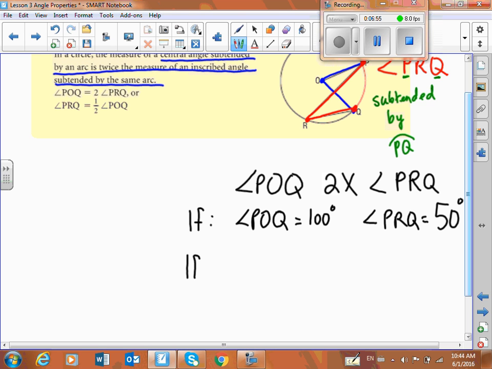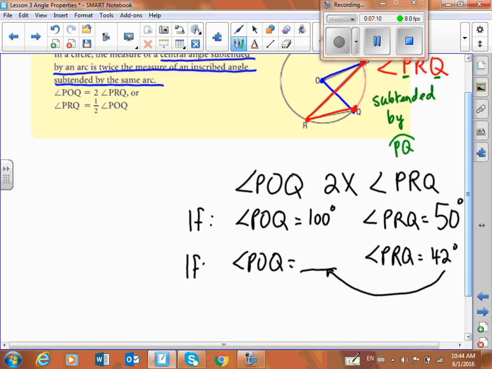Let's try another what if. What if I gave you not the central angle, but I said that angle PRQ was 42 degrees? What would that make the central angle POQ? Hopefully you've decided that that central angle would be 2 times 42, so it would be 84 degrees.